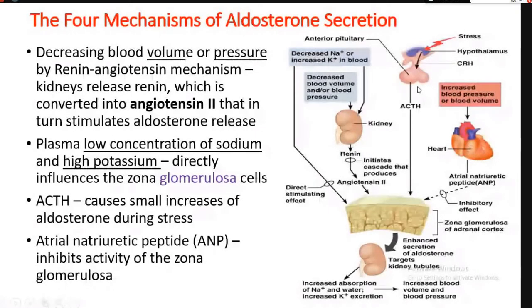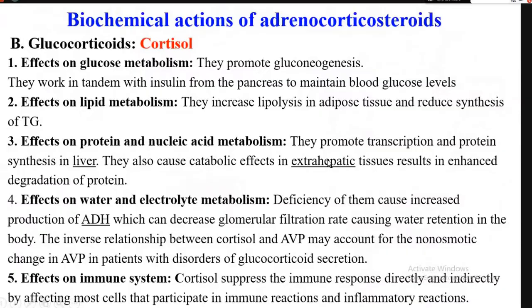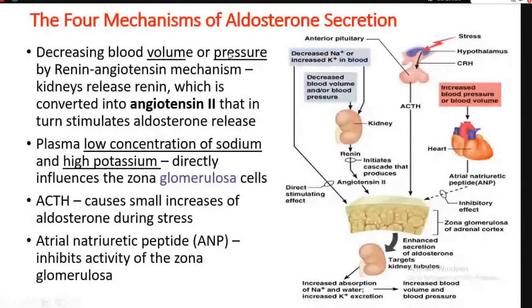Now this is the figure for you. This is the pituitary, kidney, renin angiotensin system, pituitary gland, ACTH secretion, the heart with atrial natriuretic peptide, and blood pressure. So these are the four mechanisms. This is the diagram showing what I described. This is about aldosterone.